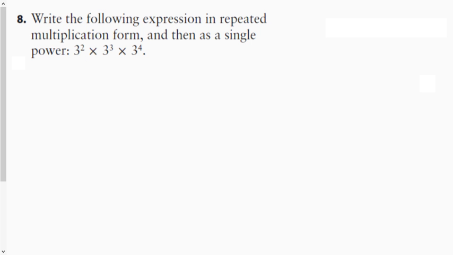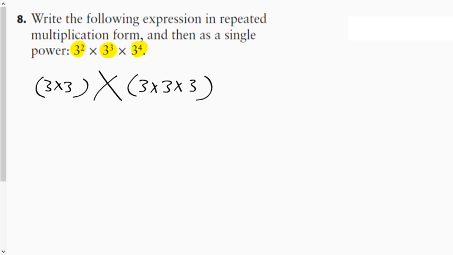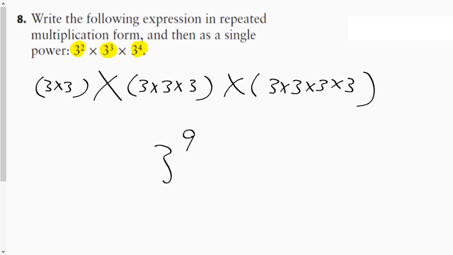Question 8 says, write the following expression in repeated multiplication form, and then as a single power. So if I think about these three separate powers, then the first one is 3 times 3. I'll keep it in brackets. Multiplied by 3 times 3 times 3, which is the second power. Multiplied by 3 times 3 times 3 times 3. When we think about that, it's just a string of 9 3's multiplied together, so it's really 3 multiplied by itself 9 times as a single power.